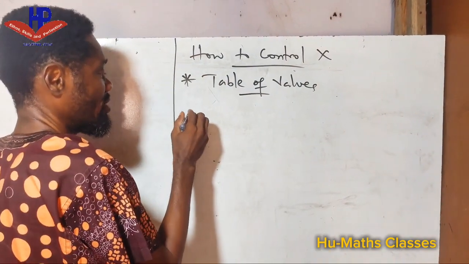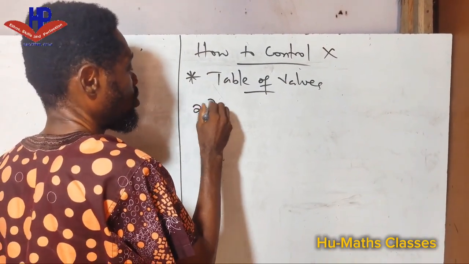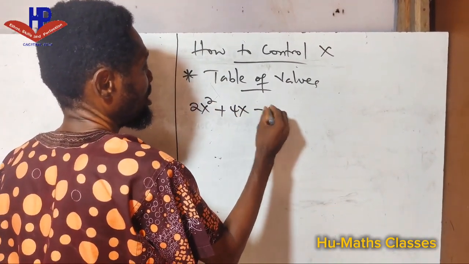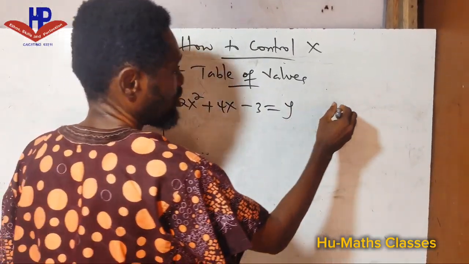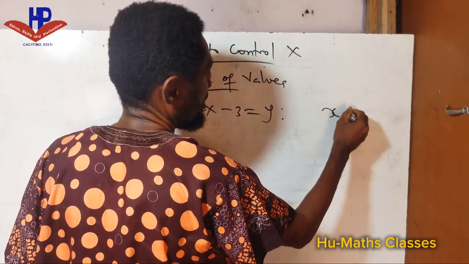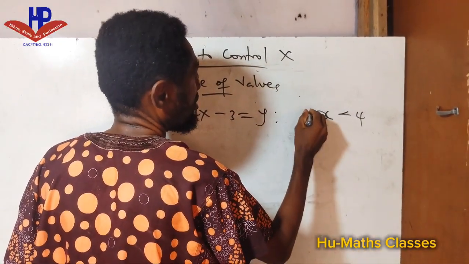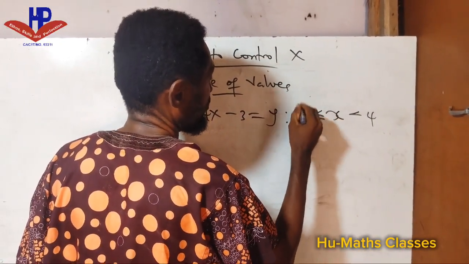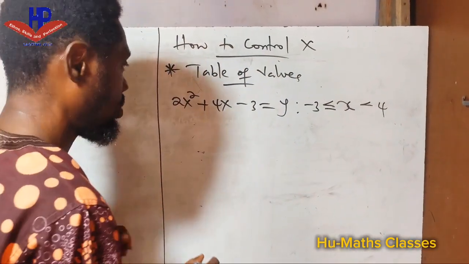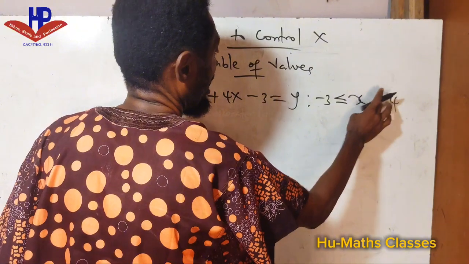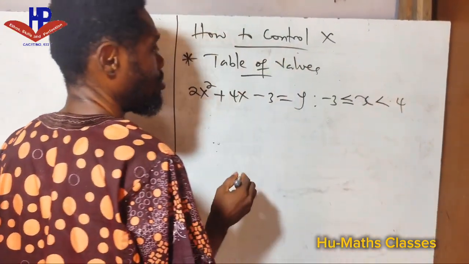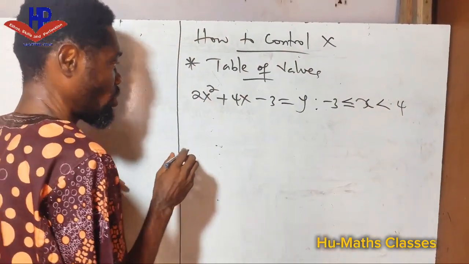So we're given this equation, 2x squared plus 4x minus 3 is equal to y. They say the values of x for which x is less than 4, greater or equal to minus 3. That's the range given to us. X is less than 4 and also greater or equal to minus 3. That is the range given to us for x.